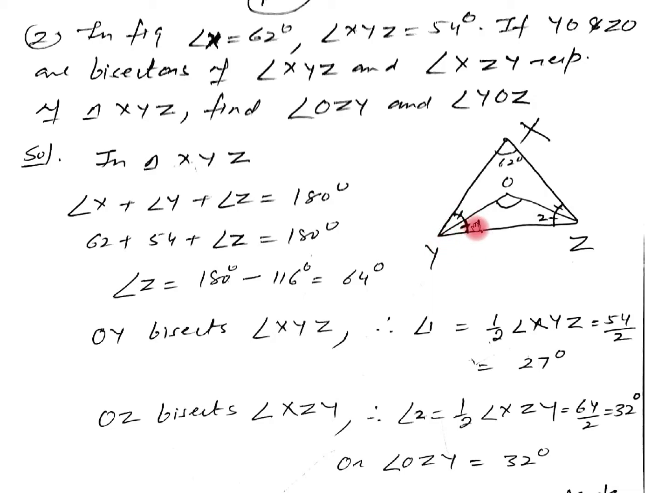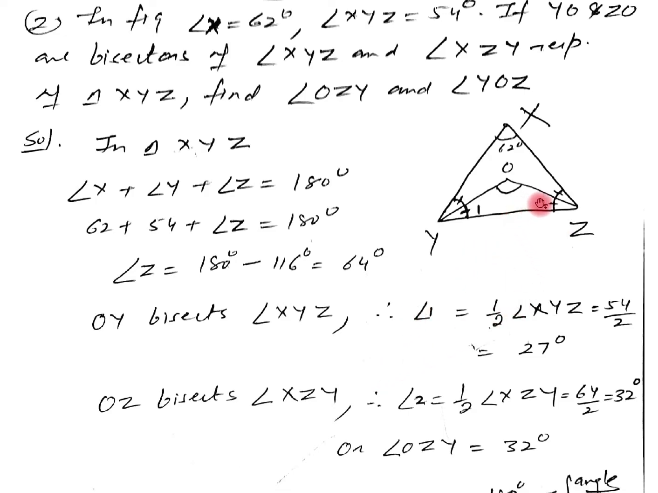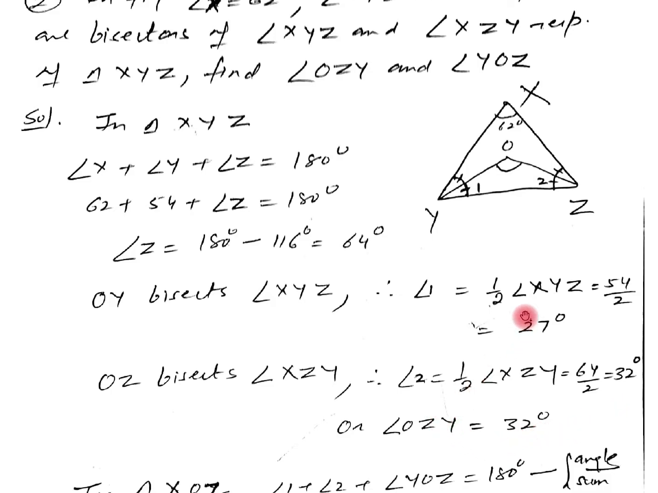It is only angle 1. This part is equal to half of angle XYZ. So therefore angle 1 equals 154 by 2, equal to 77 degrees. Similarly, OZ bisects angle XZY. So I have numbered this angle as 2. Angle 2 equals half of angle XZY, equal to 64 by 2, equal to 32 degrees. So angle 2 means angle OZY. Therefore angle OZY equals 32 degrees.